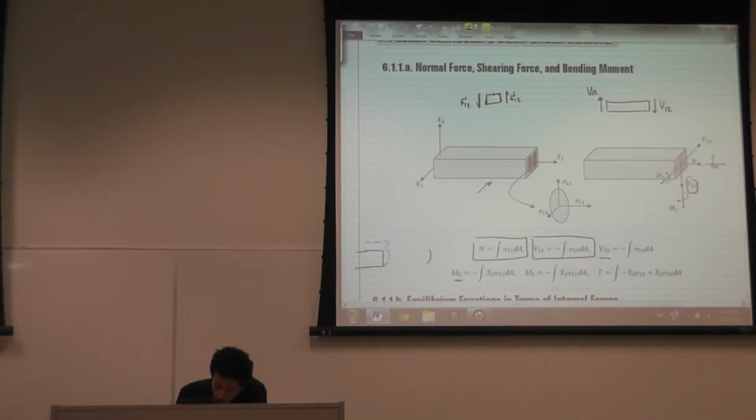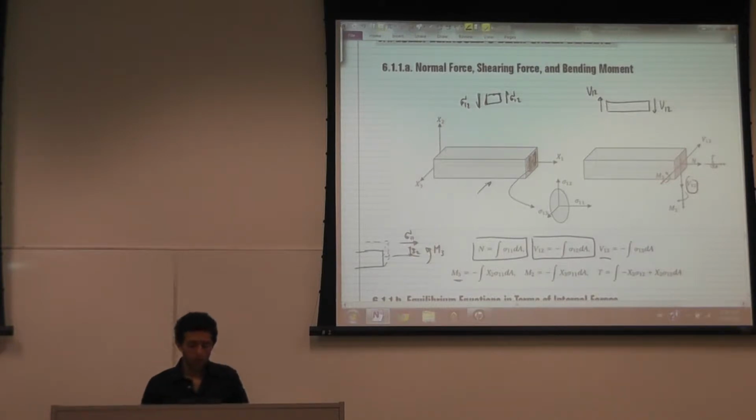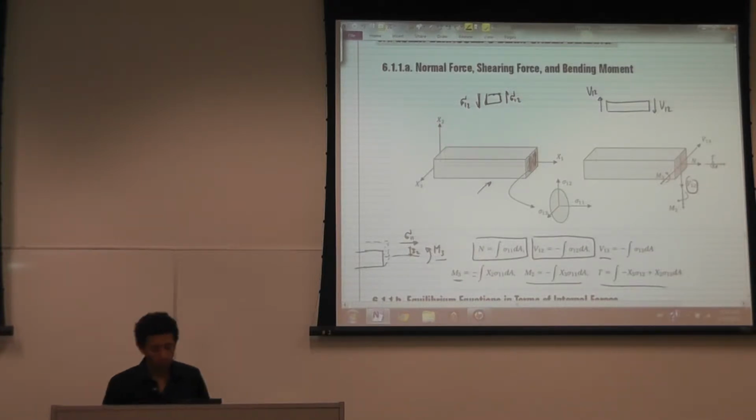The moment, assuming that this is the positive moment, and this is the distance x2, and this is the positive sigma 11, then the moment is equal to a negative value because of the sign convention. This is the positive M3, this is the positive sigma 1. M3 is equal to negative the integral of x2 sigma 1 dA. And you have also M2, and you have the torsional moment as well.